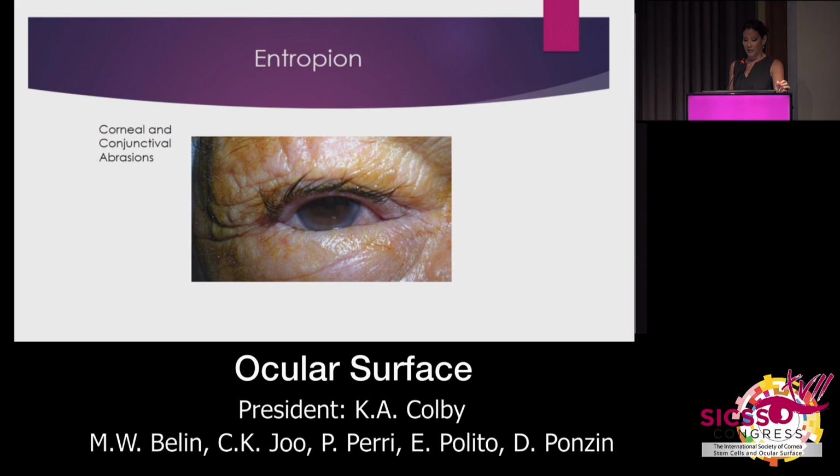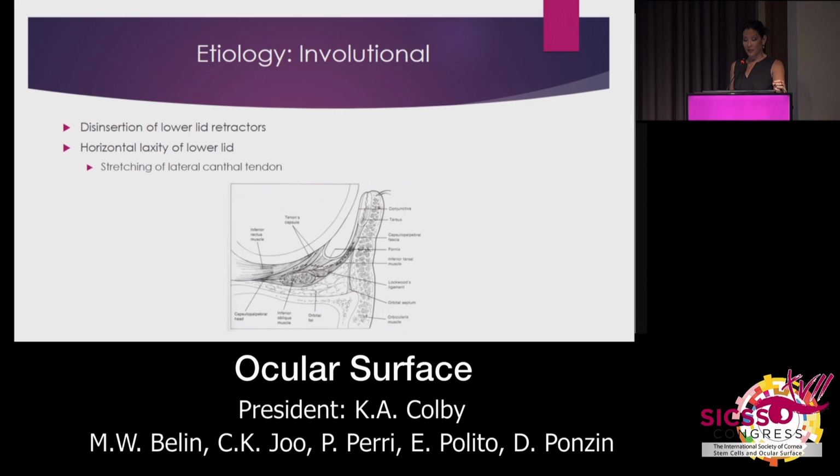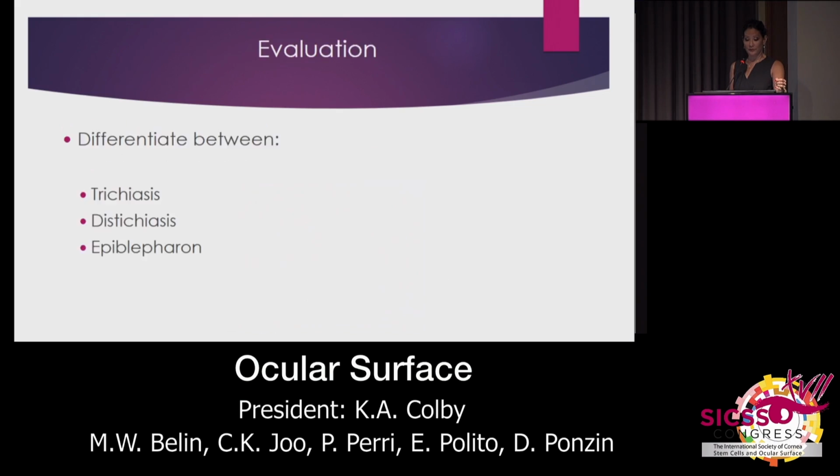Entropion, corneal and conjunctival abrasions, because now you have the eyelashes hitting the ocular surface. You have foreign body sensation, sometimes infection, redness and tearing. This is also due to eyelid laxity, so horizontal laxity.